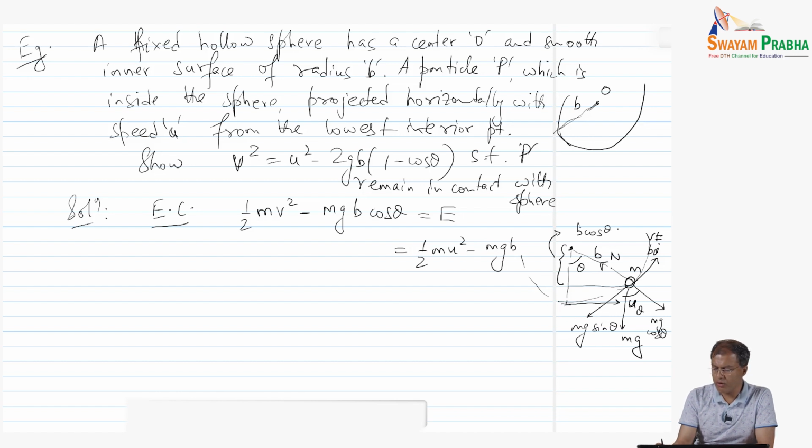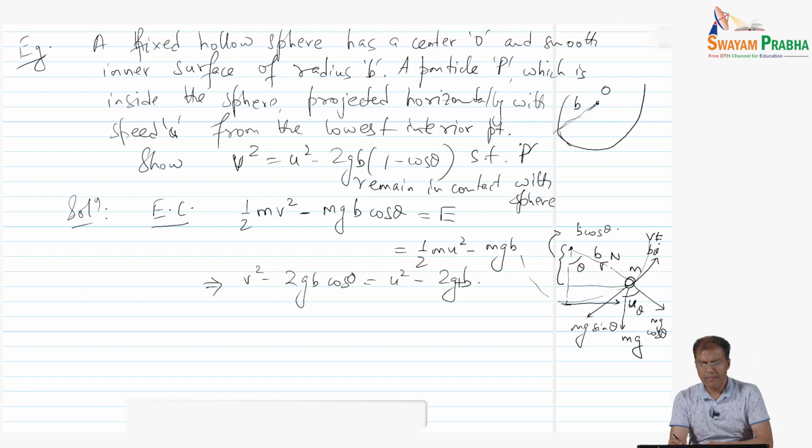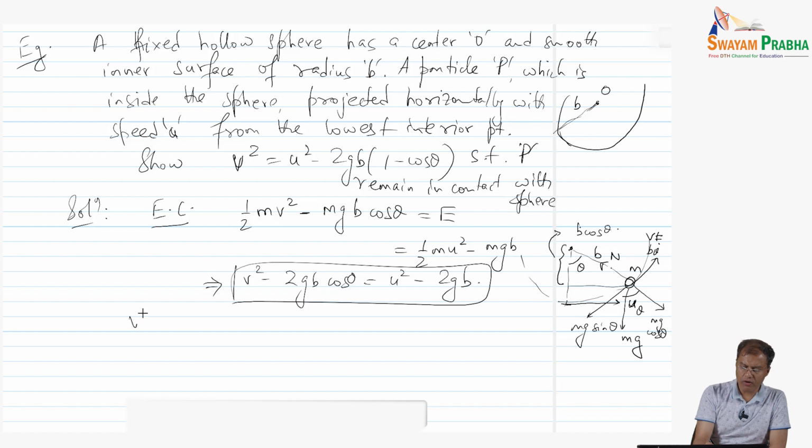This is the value originally at the bottom of the sphere, and we see that this is also equal to v square minus 2gb cos theta is u square minus 2gb. So from here we can quickly find what the velocity is. The velocity is such that v square is u square minus 2gb (1 minus cos theta). So that completes the first part of the problem.